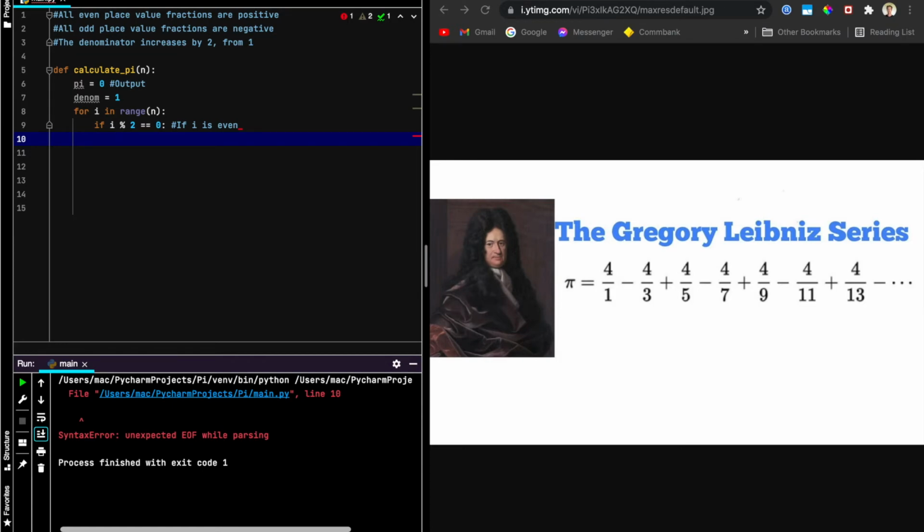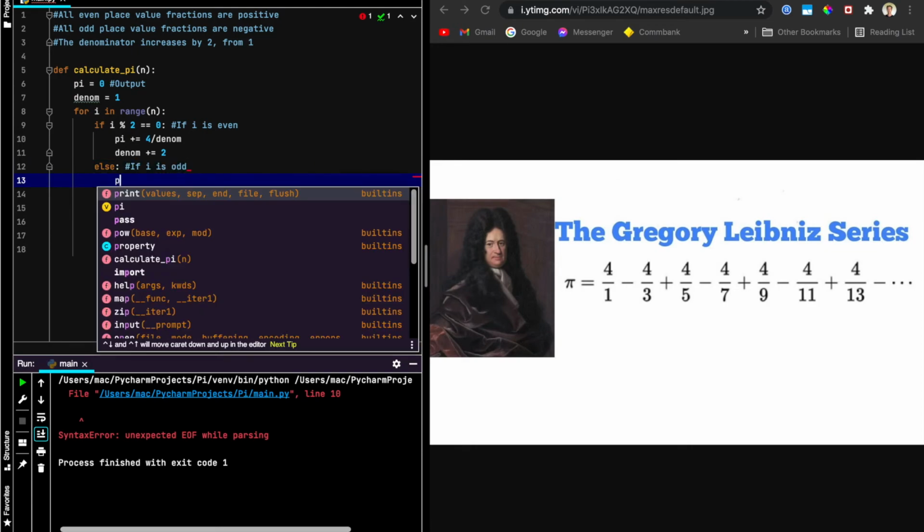So what are we going to do below? First of all, we're going to take pi and add 4 divided by the denominator. So as you can see here, 4 is constant across all of these different values in the series, and the denominator changes. So we're going to go 4 over the denominator, which starts at 1, so 4 over 1, and then we're going to want to increase the denominator by 2 every time, as we saw before. Now the other statement that we need to make is an else statement that caters for when i is odd.